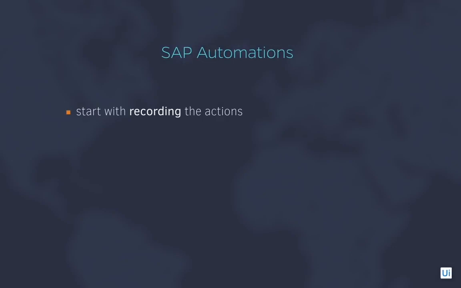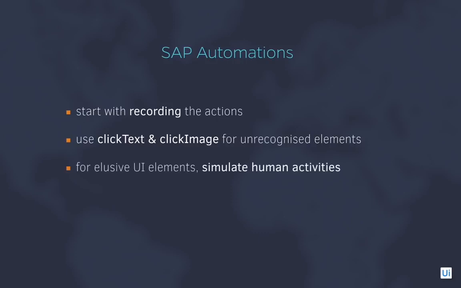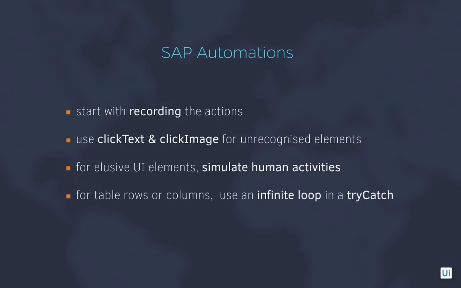When automating SAP, start with recording the actions. Most of the time, it'll work fine. To interact with unrecognized elements, you can use click text and click image and keyboard shortcuts to reach difficult buttons or menu items. When dealing with an elusive UI element, like the tiny button to the right of some text fields, simply find a way to recreate the actions a human would do to activate that element. For tabular data, you have to use loops, although that's hardly SAP specific. The interesting part is the special case of reading a table of unknown size.